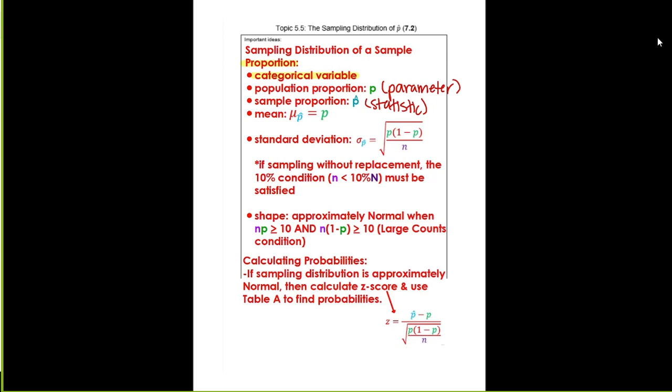We have our 10% condition that we need to check when we're sampling without replacement to use the standard deviation formula. That ties back to binomial. And then our shape is approximately normal when you have this condition met. And to calculate probabilities, we use the normal curve with our z-score. Notice how in my work for number 12, I didn't do the second normal curve, and we're going to stop doing that. We had to do that first semester to get you used to everything, and now you can just draw one normal curve with those problems.